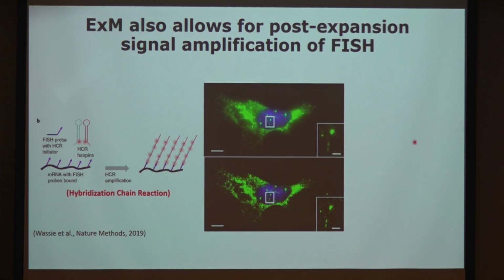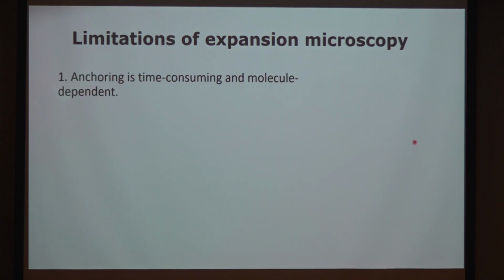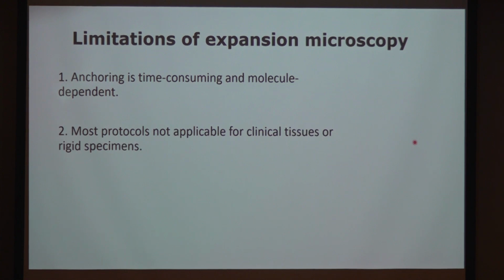All right, so far everything that I've told you was probably invented a few years ago. But there are some limitations. It's already pretty awesome, but there are some limitations about expansion microscopy. First, like I mentioned before, the anchoring step is really time-consuming. In addition, it's molecule-dependent, which means that if you're interested in looking at proteins, you use a protein anchoring agent. If you want to see the mRNAs, you use an mRNA-specific anchoring agent. Those are not compatible with each other. It kind of limits how you use this.